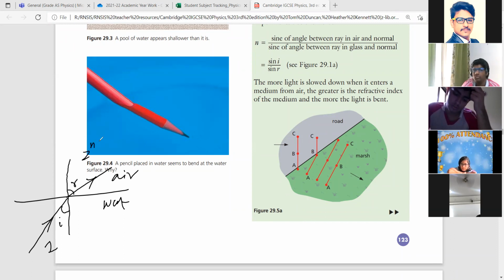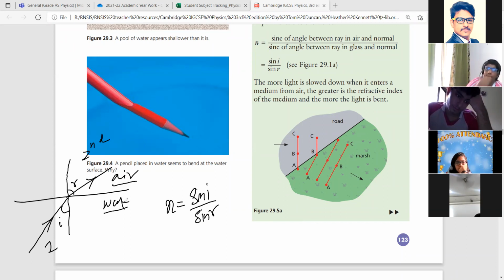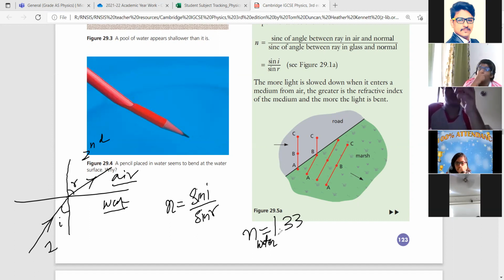Now, in this case, because this is the first medium and this is the second medium, if you try to do refractive index, you say sin i upon sin r, you are actually finding the refractive index of air with respect to water. But in your question, it is given that water has a refractive index of 1.33. The refractive index of water is already given.